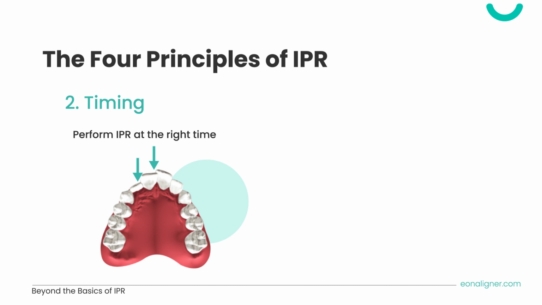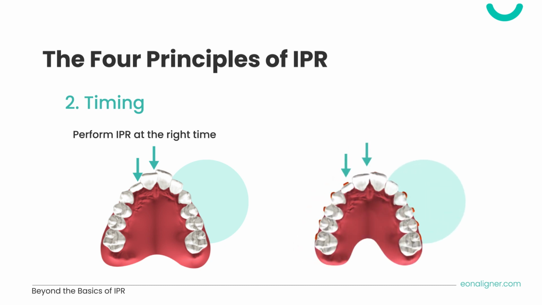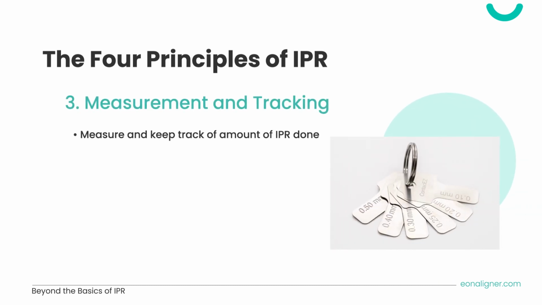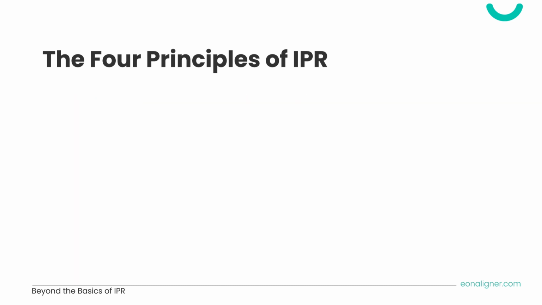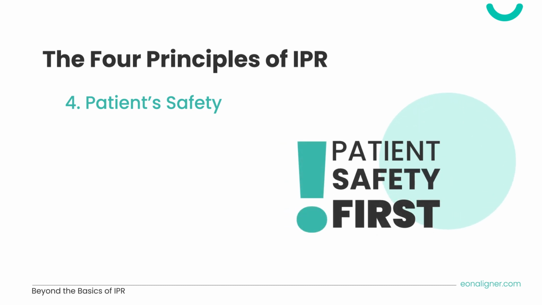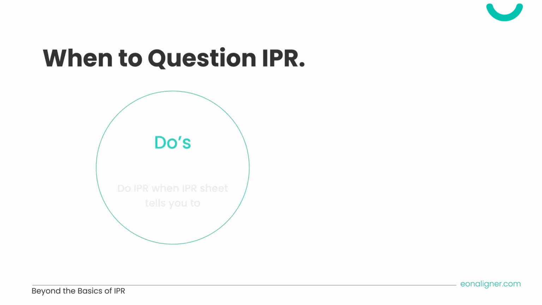As you can see in the first figure, the upper right one is rotated and the contact points are not accessible. At stage 14, as it's seen in the second figure, there's a proper contact point to perform IPR. Third, measurement and tracking. Measure and keep track of the amount of IPR done. Lastly, we have patient safety. Proper cheek and tongue retraction and well-supported hands to avoid the risk of injuring the patient. Always perform IPR when the IPR sheet tells you to.